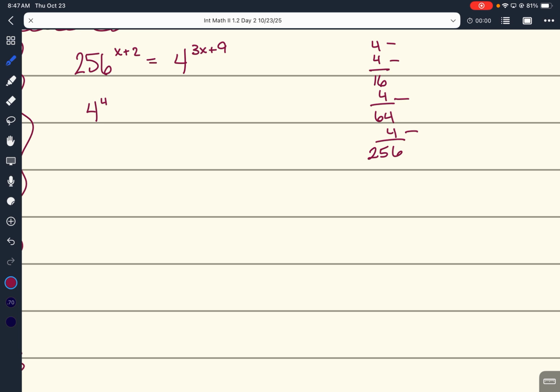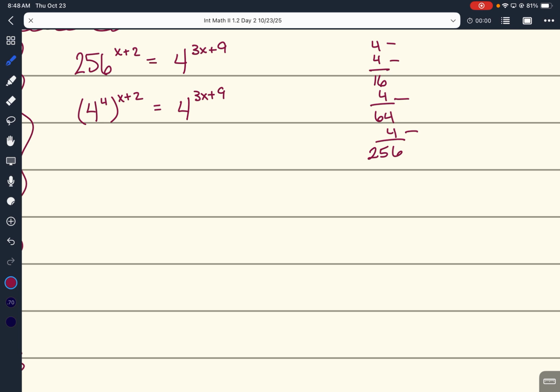So 4 to the 4th equals 4 to the x plus 2, equals 4 to the 3x plus 9. Now, could I actually go down to a power of 2? Is 4 a power of 2? Yeah. Would this make this harder? Yeah. It wouldn't be 4 to the 4th, it'd be 2 to the 8th. And that would take a long time to get to, wouldn't it?